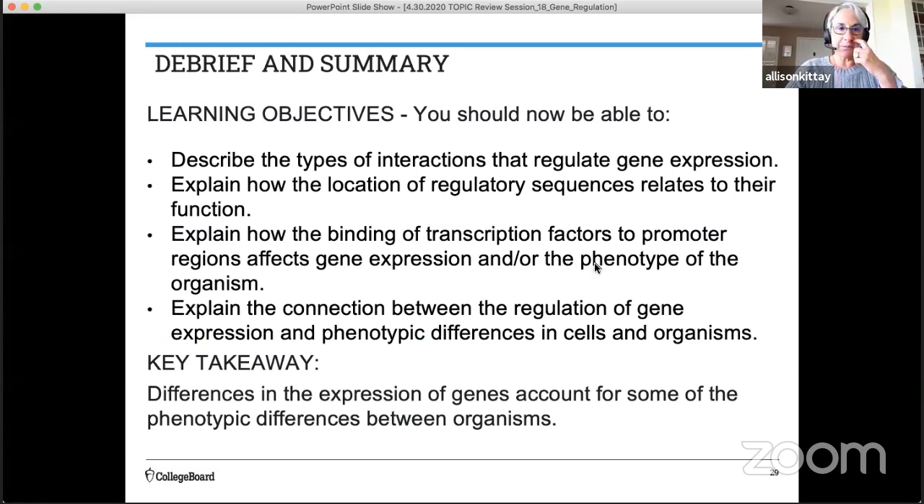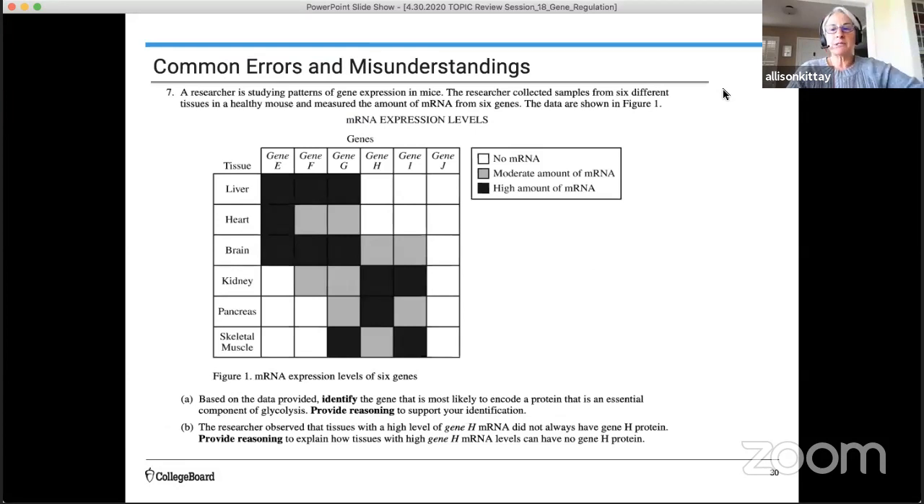All right, so here's your debrief and summary. Today, you now should be able to describe the types of interactions that regulate gene expression, explain how the location of regulatory sequences relates to the function, explain how the binding of transcription factors to promoter regions affects gene expression and/or the phenotype of the organism, and explain the connection between the regulation of gene expression and the phenotypic differences in cells and organisms. And our key takeaway today is that differences in the expression of genes account for some of the phenotypic differences seen between organisms. So let's talk about some common errors and misunderstandings about gene expression and regulation of gene expression and cell specialization. This was an FRQ that was asked on last year's 2019 AP Bio exam.